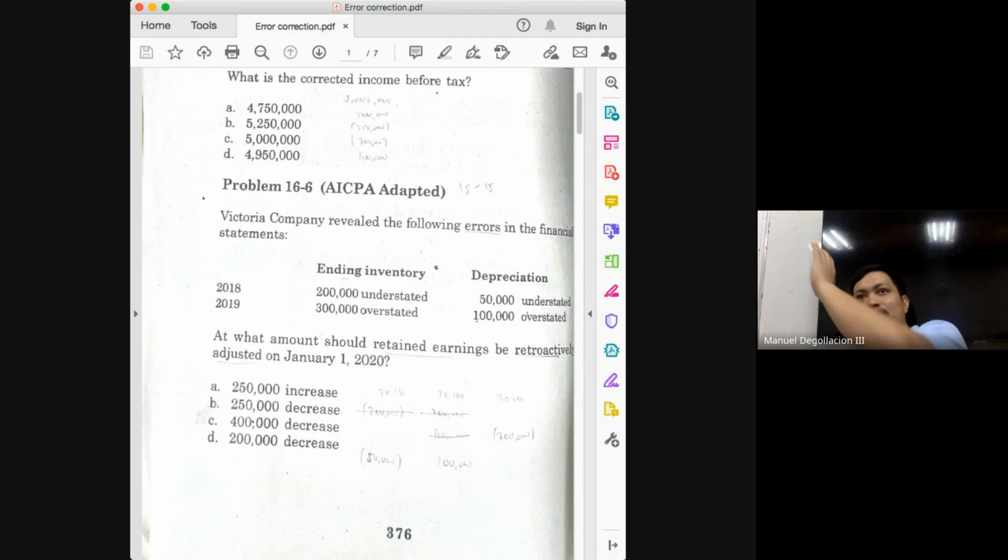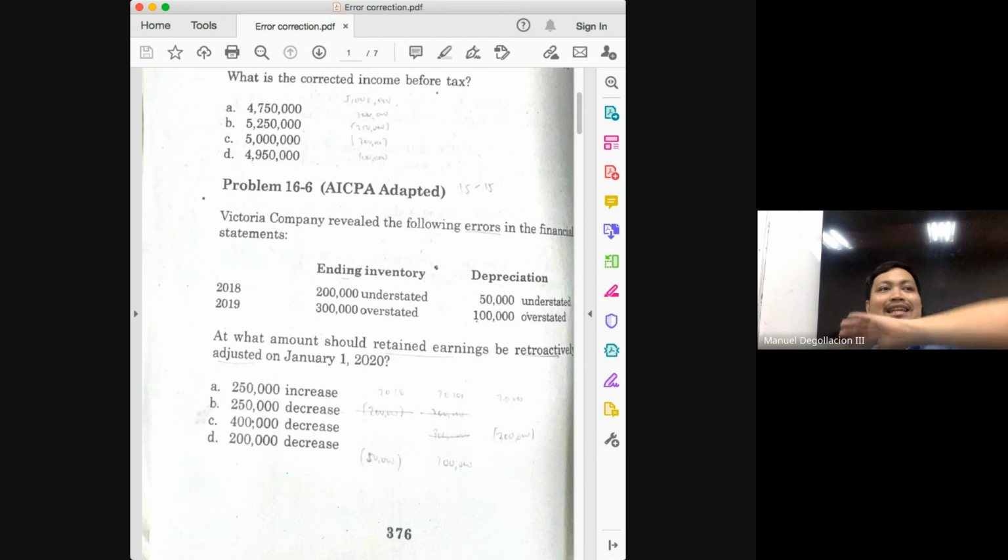After two closing periods, class, it will already correct by itself. Okay? But this is where you will have to be careful, class. If the question is December 31, 2019, the error has not yet counterbalanced, class. But why is it that by January 1, 2020, it has already counterbalanced? Because two closing periods have already passed. So if you're asked in 2019, is this error already corrected by December 31? The answer is no. The counterbalancing error will only take effect after two closing periods.